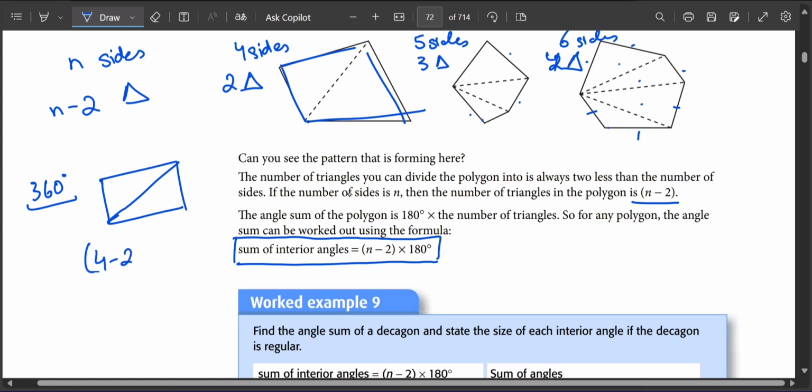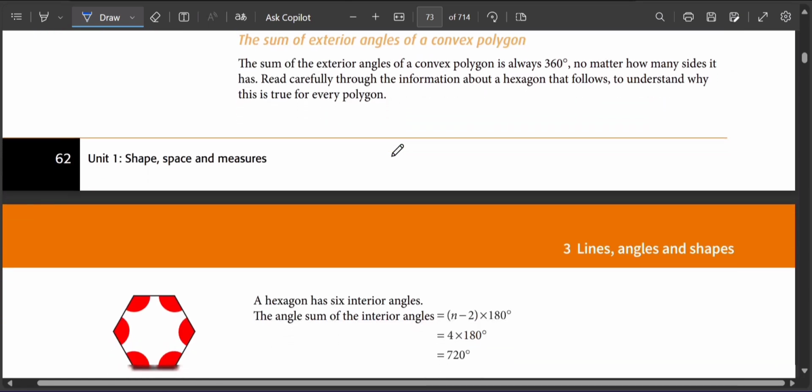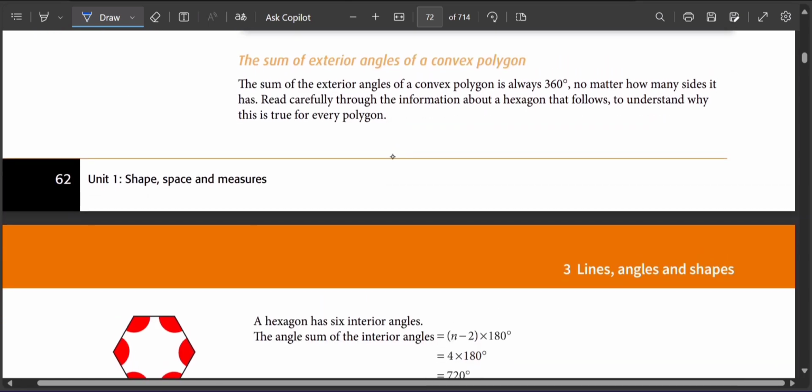And yeah. So now the sum of exterior angles of a convex polygon. They're confirming that whatever the shape is, however many sides the shape has, it doesn't matter. If it's a convex polygon, it is always 360, no matter how many sides it has. It is a very important point, and make sure you remember it for every polygon.